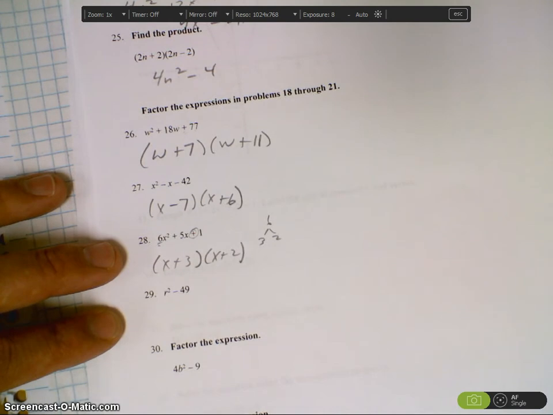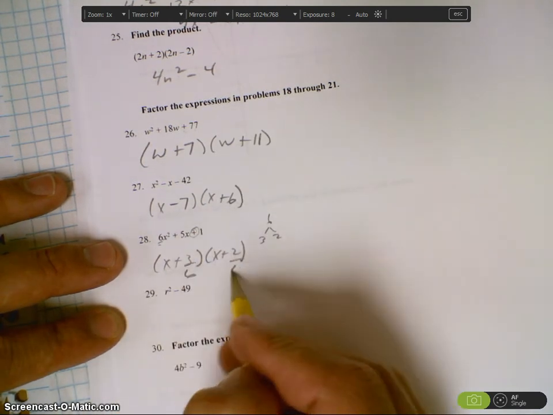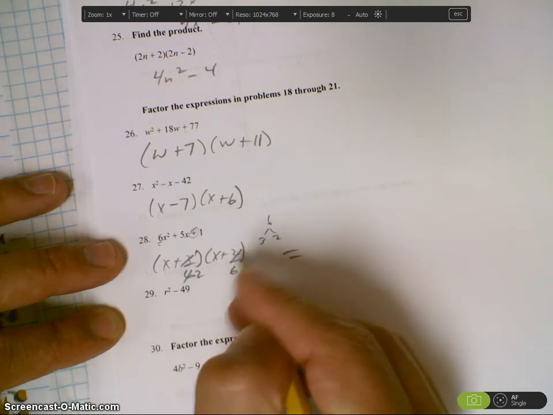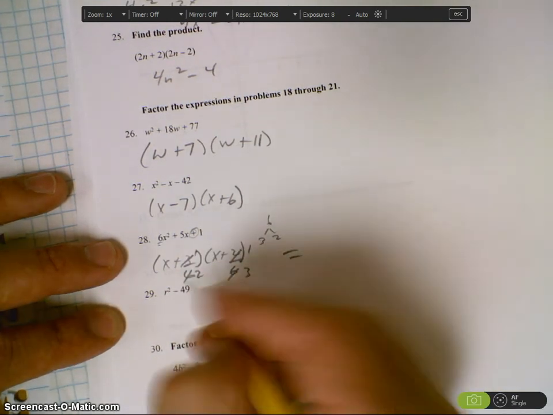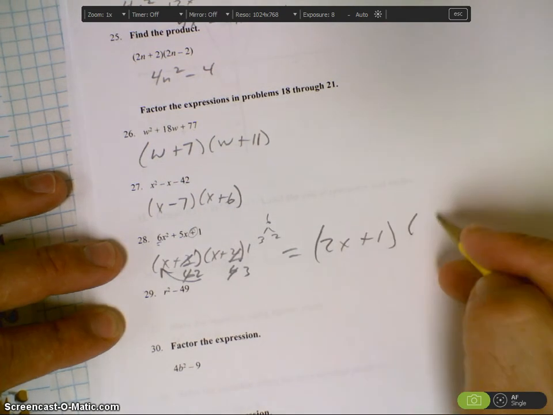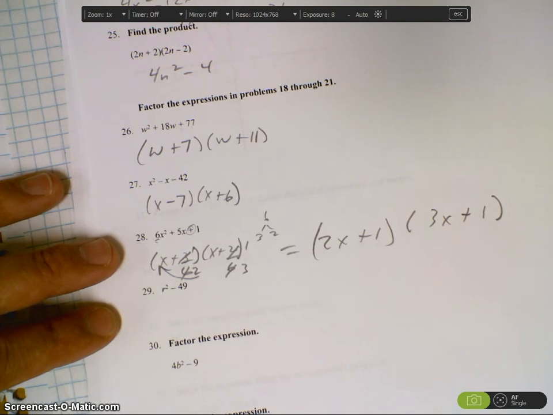All right. That's my temporary binomials. Divide by your a value and reduce those fractions. So that gives me 1/2 and 1/3. Move the denominator in front. 2x plus 1 and 3x plus 1 is my answer.